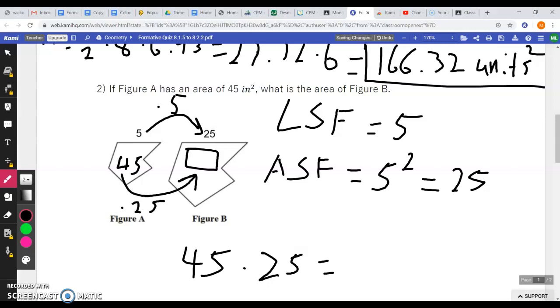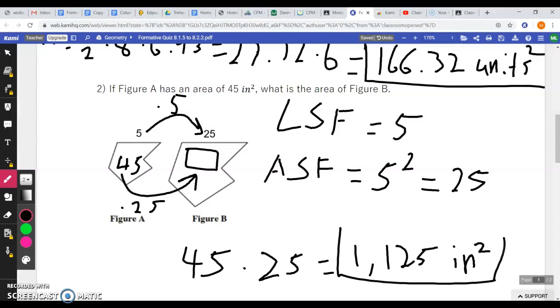And I just got to use my calculator. 45 times 25 gives me an answer of 1,125. And since I'm working with inches, it's still in inches squared, because if it's an area, which it is, it's always your units squared. All right, so your answer here, 1,125 inches squared.